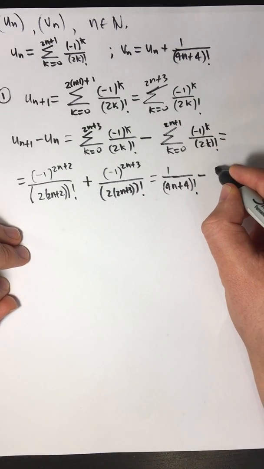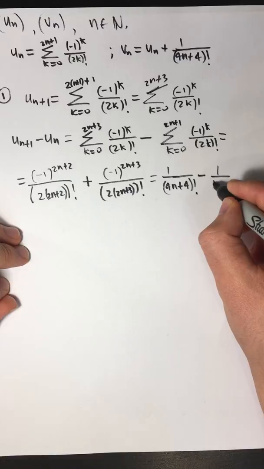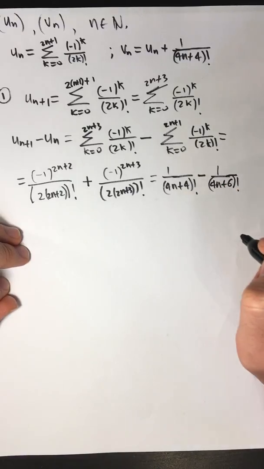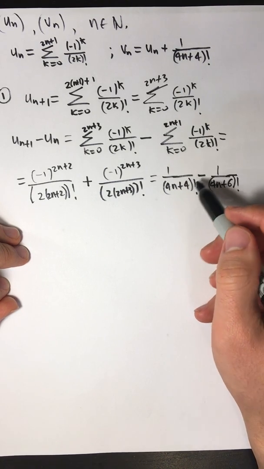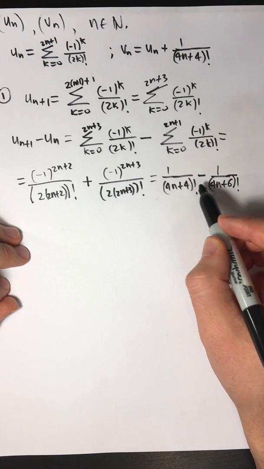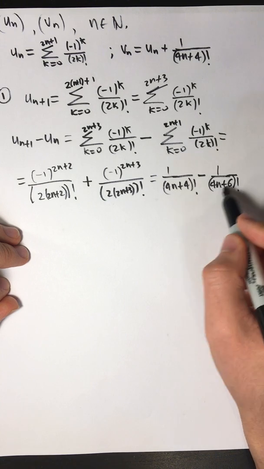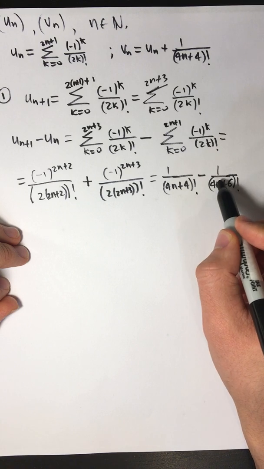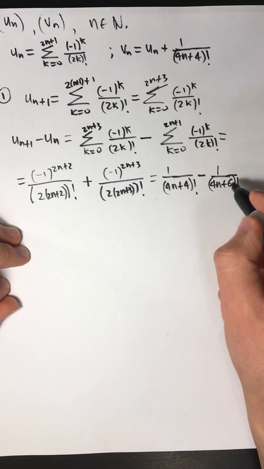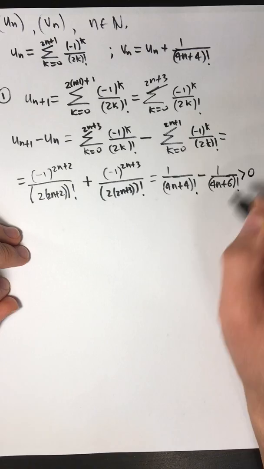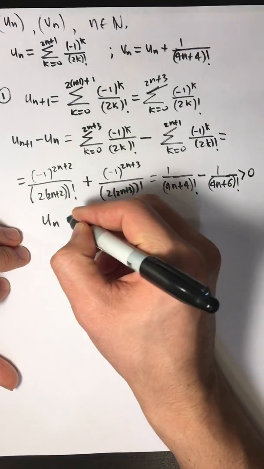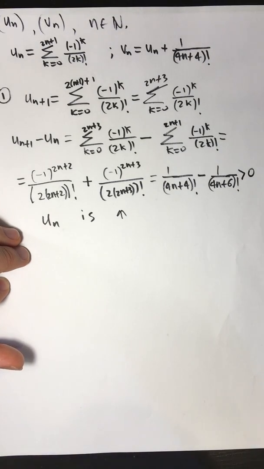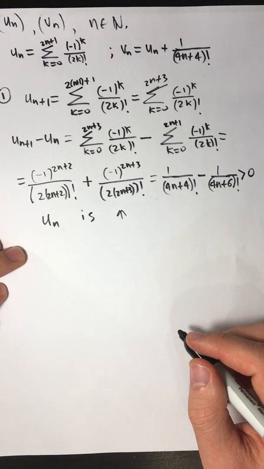Minus 1 over 4n plus 6 factorial. And here you don't have to go further, because 4n plus 4 is smaller than 4n plus 6, so this fraction is bigger than that one, so it's positive. You can just write this. And then Un is increasing. Agreed? Okay.